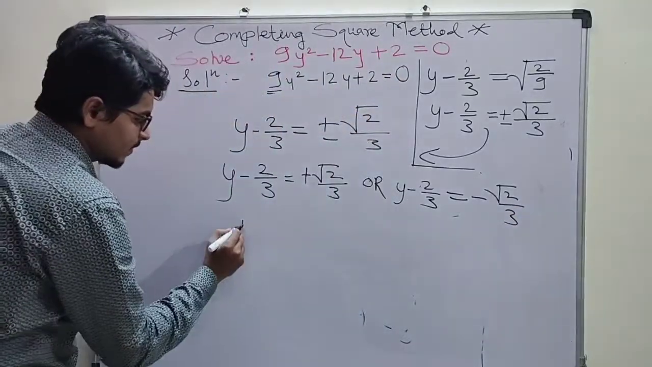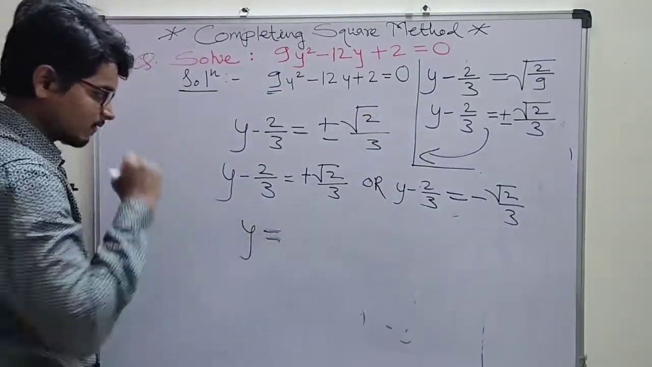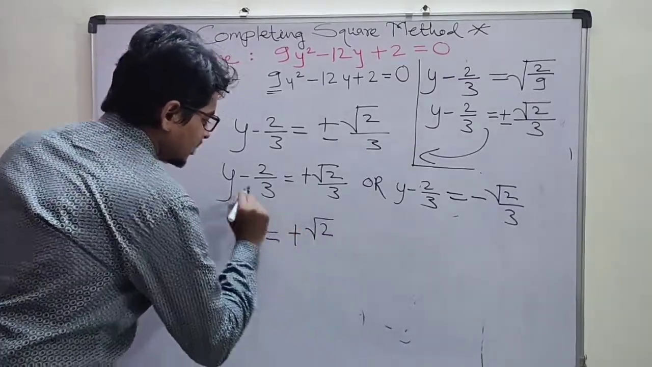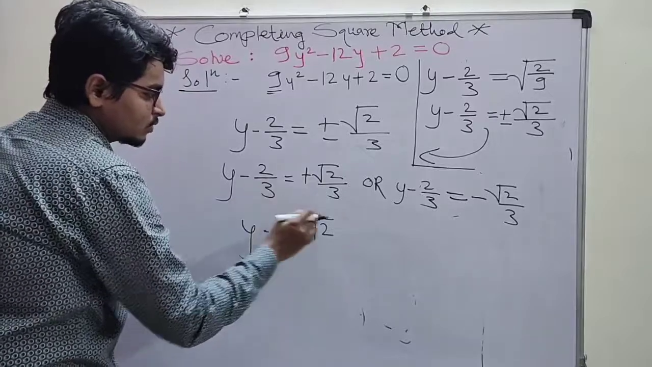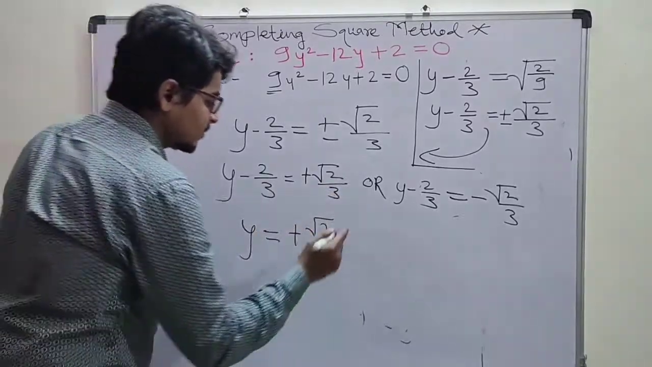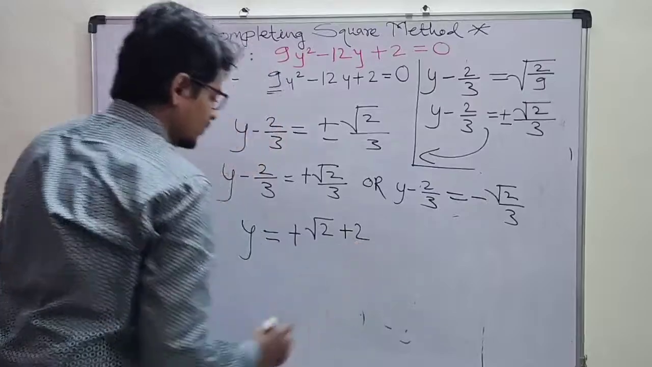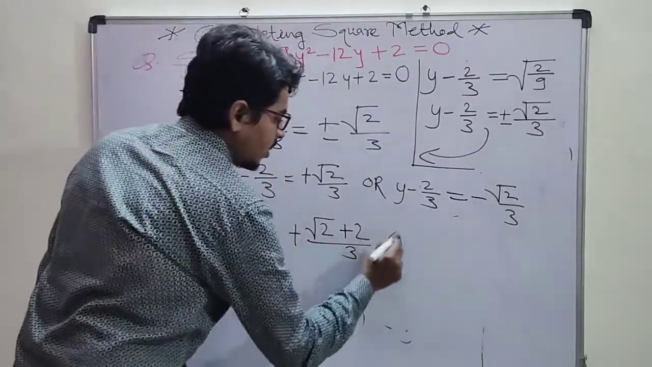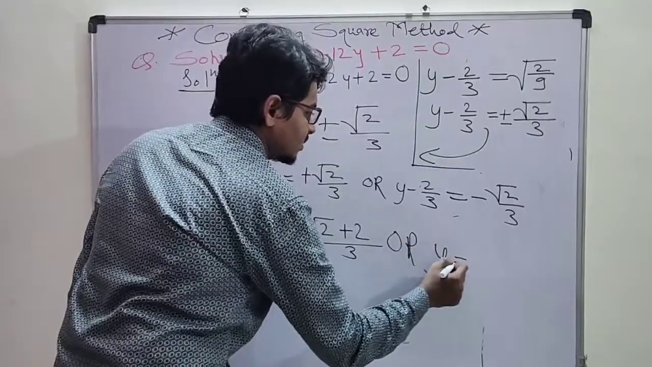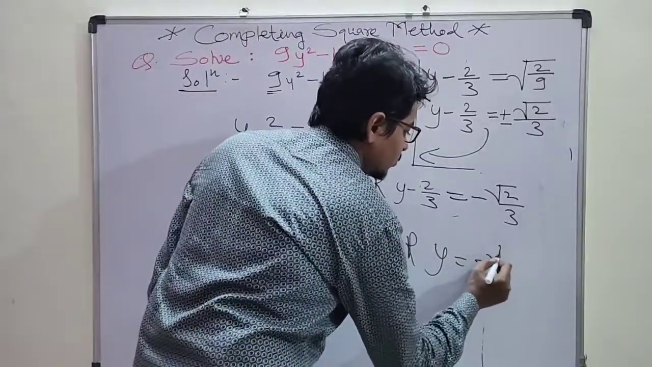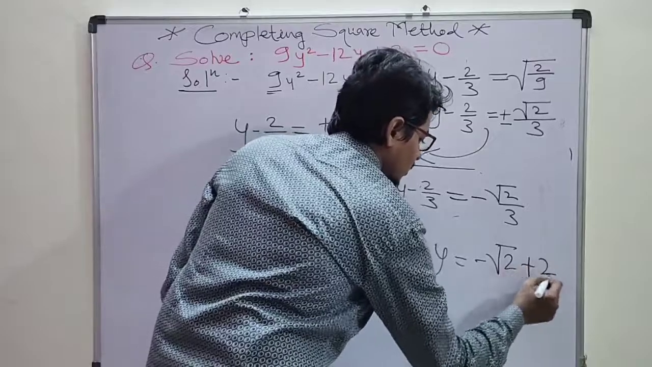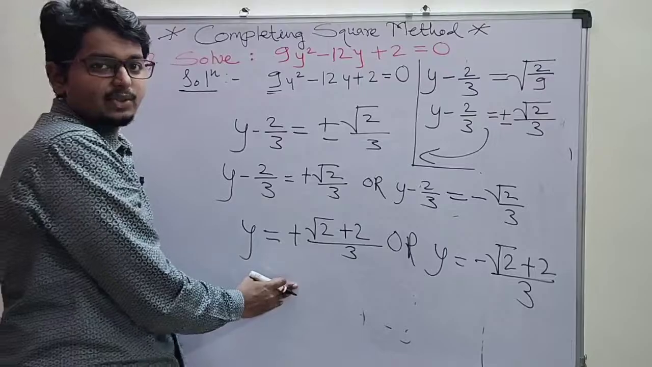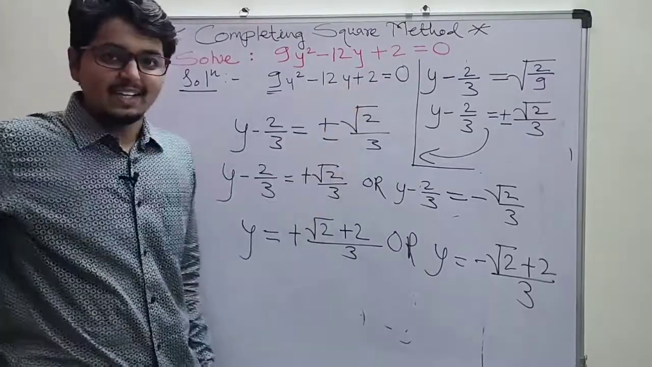In next step, we get value of y as y is equal to plus root 2. This minus 2 upon 3 goes to the right side of the equation and it becomes plus 2 upon 3. Or y is equal to minus root 2 plus 2 upon 3. So this is the required solution of this quadratic equation.